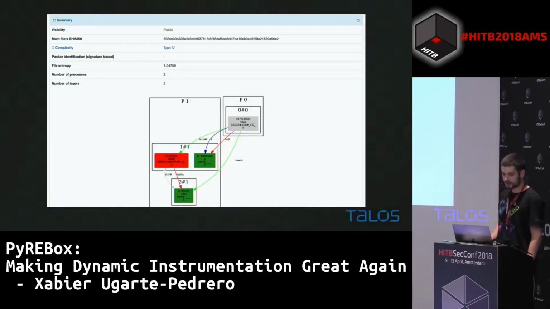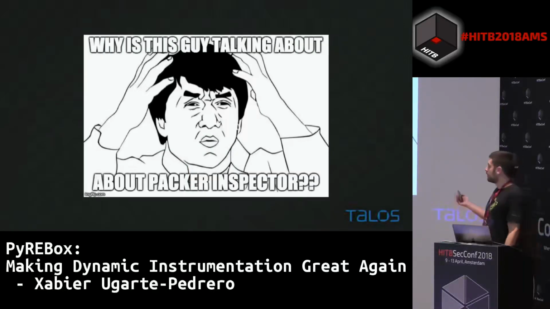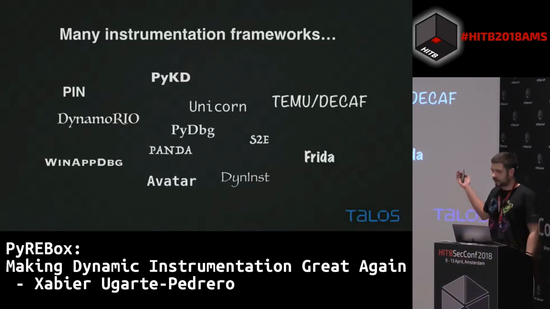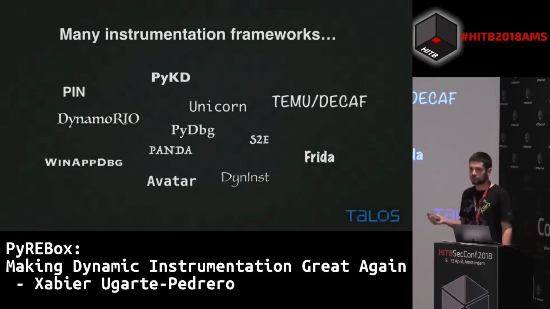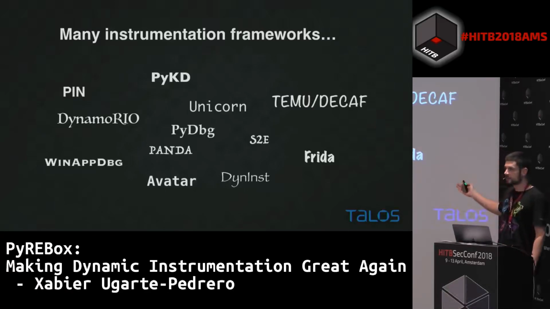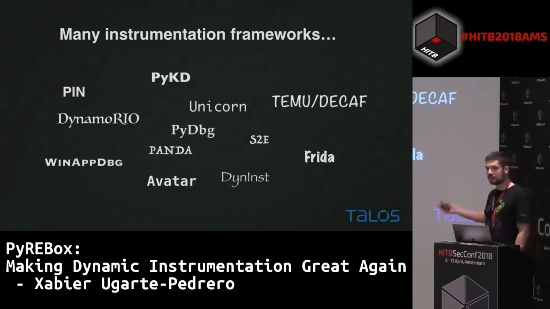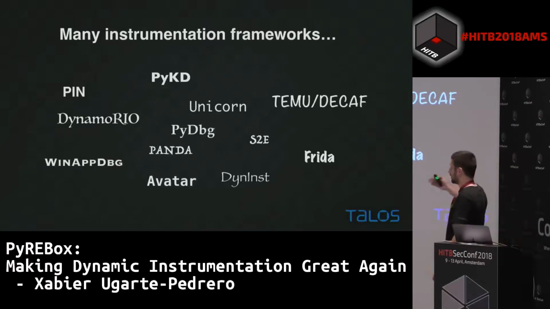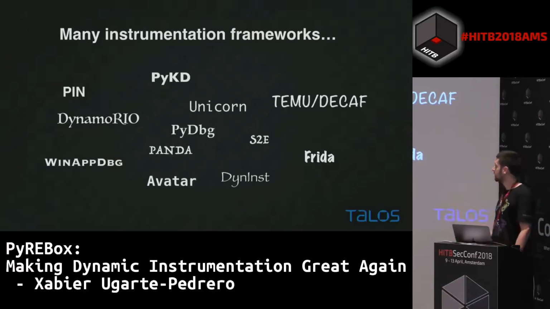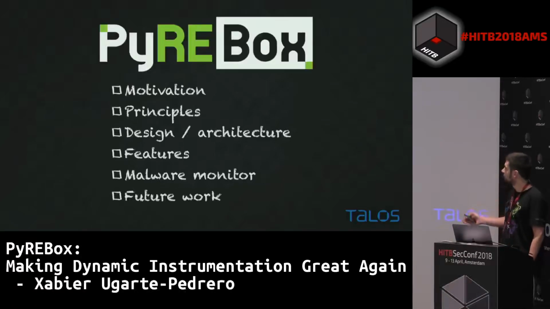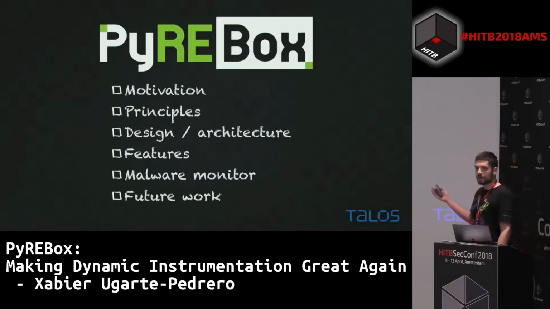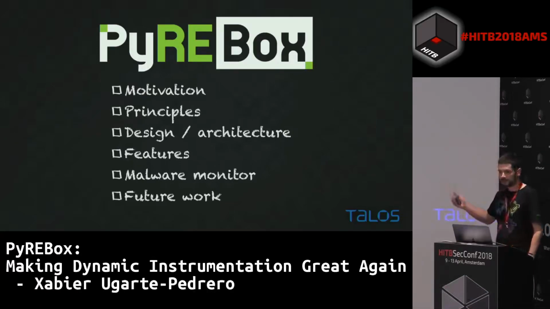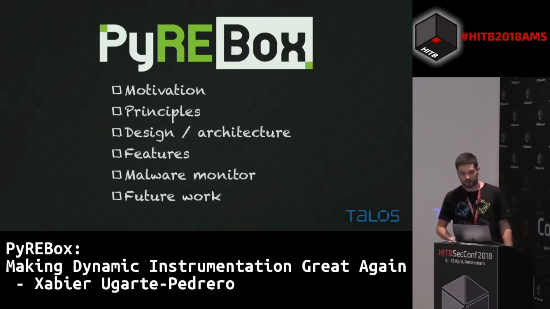And you might be wondering why I'm talking about the packet inspector if you came to a talk named PyREBox. Well, it turns out that when I was developing packet inspector, I had to choose one among the many different options there are out there in order to do dynamic binary instrumentation. There are many frameworks based on different technologies. They have some advantages, disadvantages, they work in different ways. And of course, I had to choose one. And this brings me to PyREBox and why I developed yet another dynamic instrumentation framework.